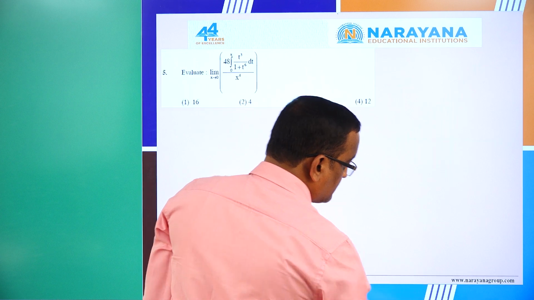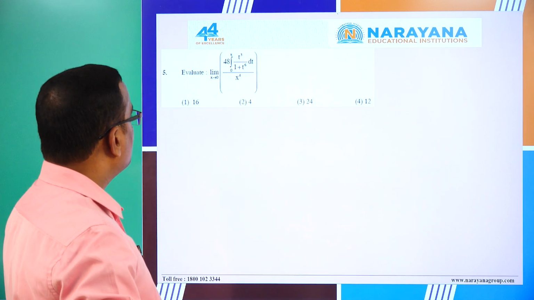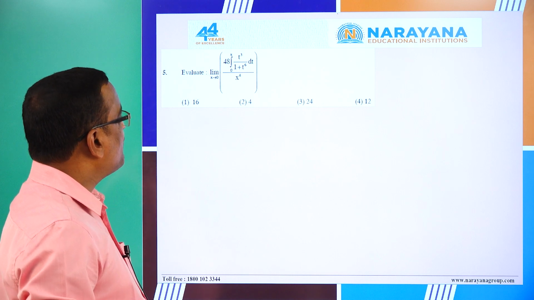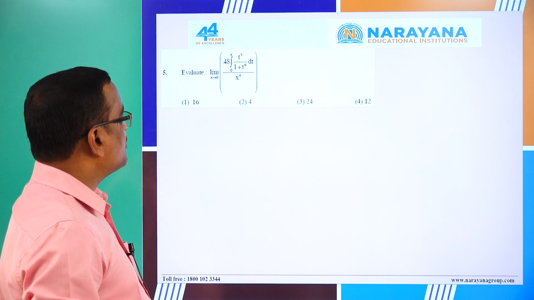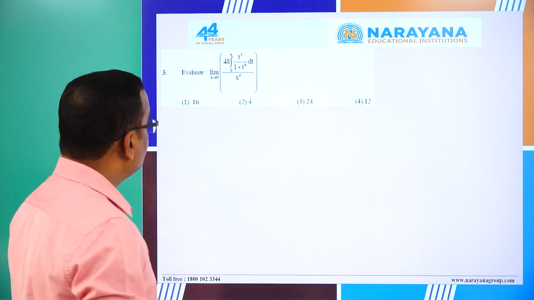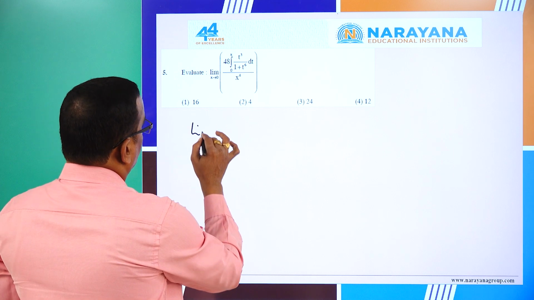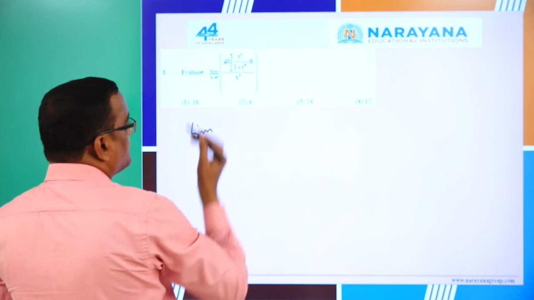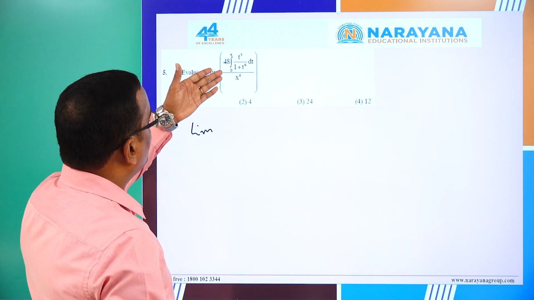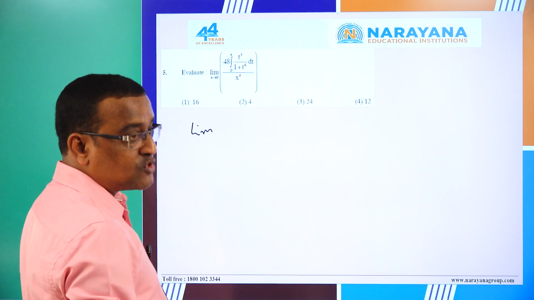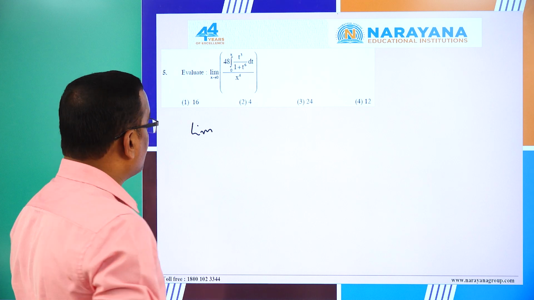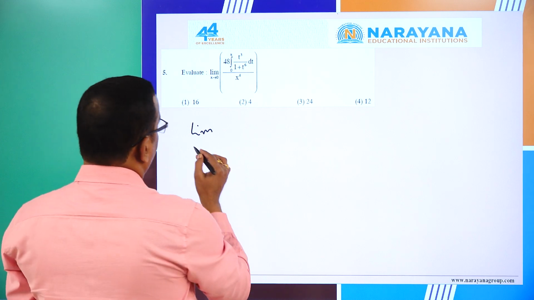And coming to the next one, evaluate the limit as x tends to 0 of 48 integral 0 to x of t cubed by 1 plus t to the power 6 dt, divided by x to the power 4. If we substitute x = 0 in the numerator, we get 48 into integral 0 to 0. The numerator becomes 0 and the denominator is also 0. So that's why it takes the 0 by 0 form.